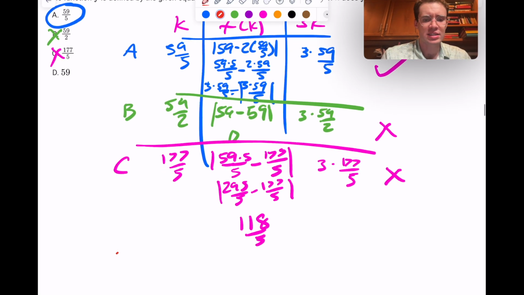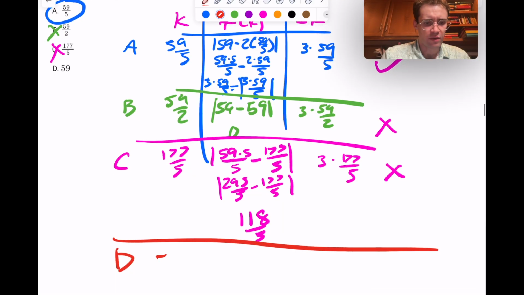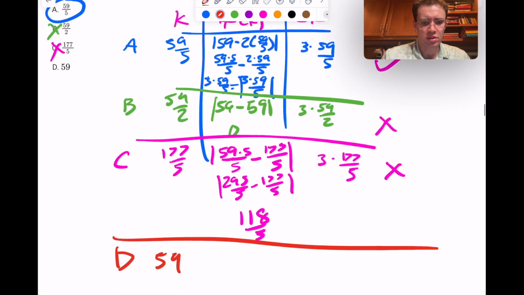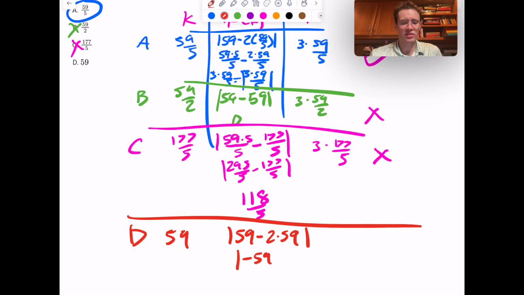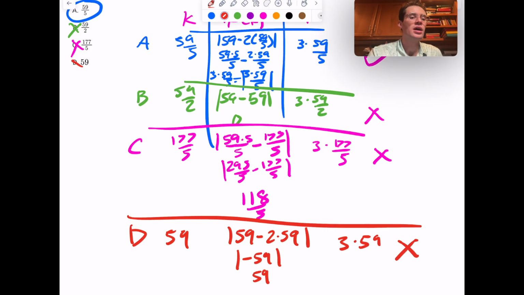And then lastly, D, it would be 59. So if you subtract 59 minus 2 times 59, if you subtract double something from itself, it will just give you the negative of that answer. This is the absolute value of negative 59, which equals 59. So that's equal to k, but we want the one that's equal to 3 times k. So 3 times 59 is not 59. 59 is not equal to 3 times itself. So it's not D either.